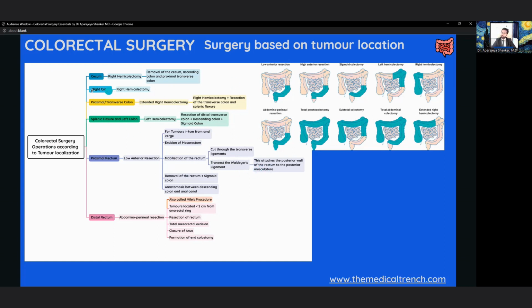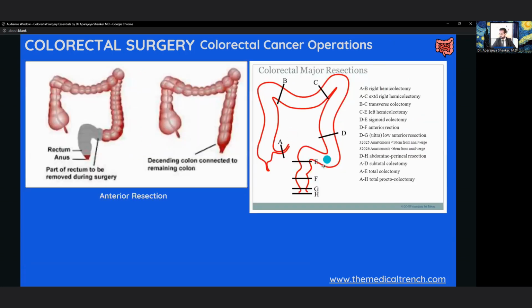You can understand this, and you can take a look at the images here and the images at the back. One of the most important images is this one, because it tells you the different limits of what a right hemicolectomy is, and when it is considered a right extended hemicolectomy. If you want, for your exams, you can draw this image as well and present that to the professor.